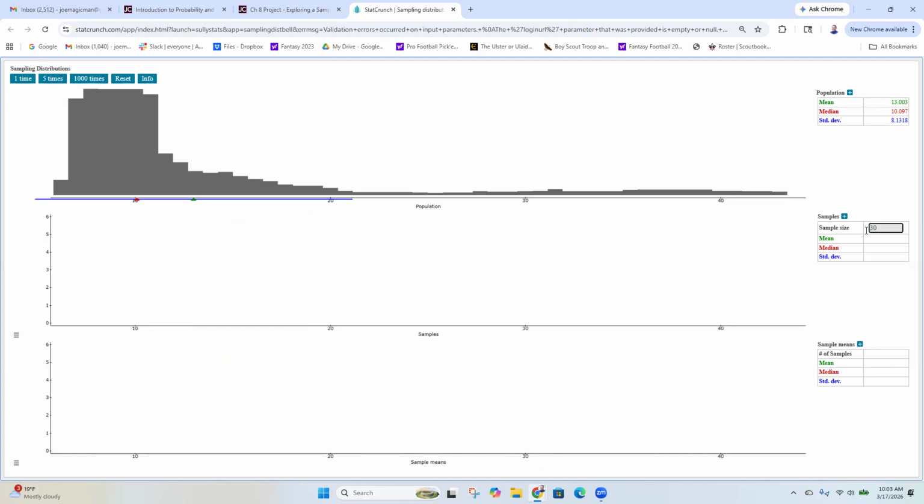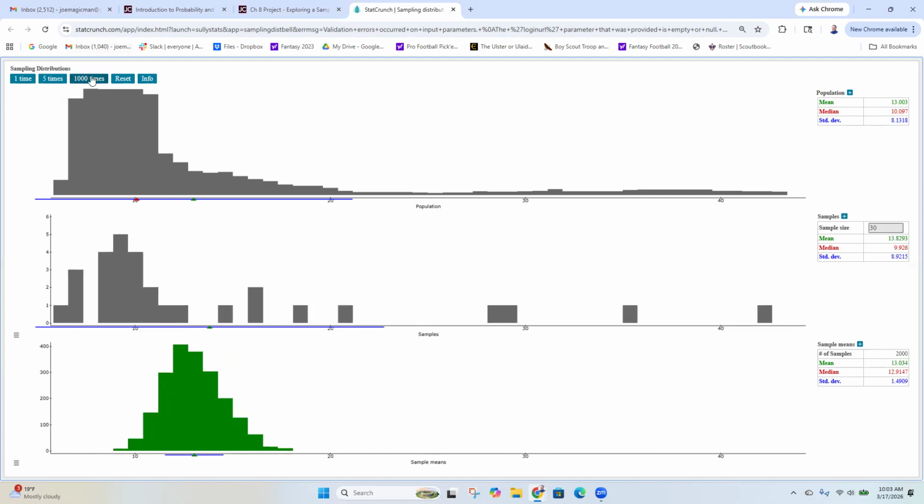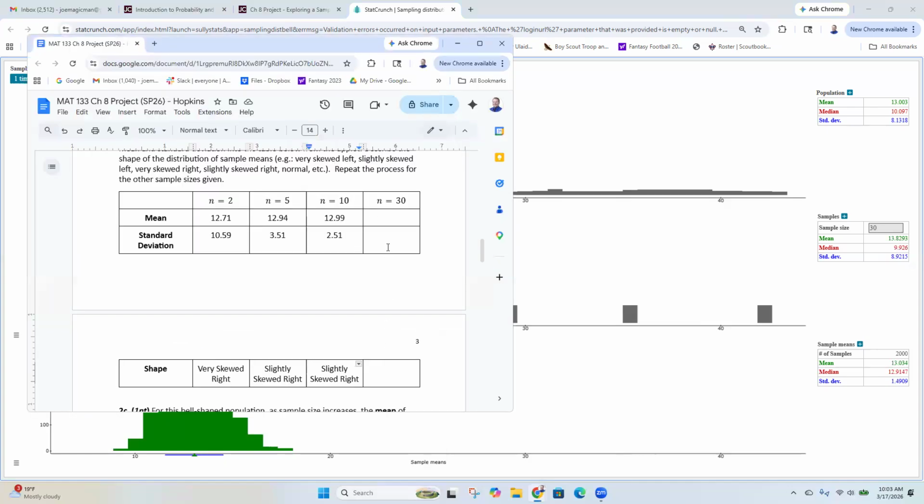And what's weird that's happening is our distribution, even though our original population was extremely skewed right, when we run this at 30 and we run it 1,000 times, our sample means distribution is not skewed anymore. Okay. Maybe it's a little bit. But it's getting less and less skewed. And that is an exciting result.